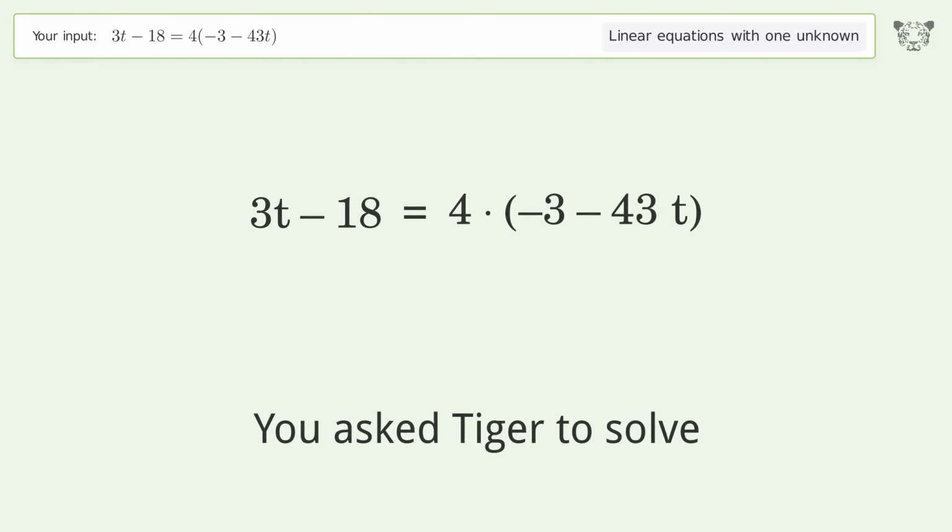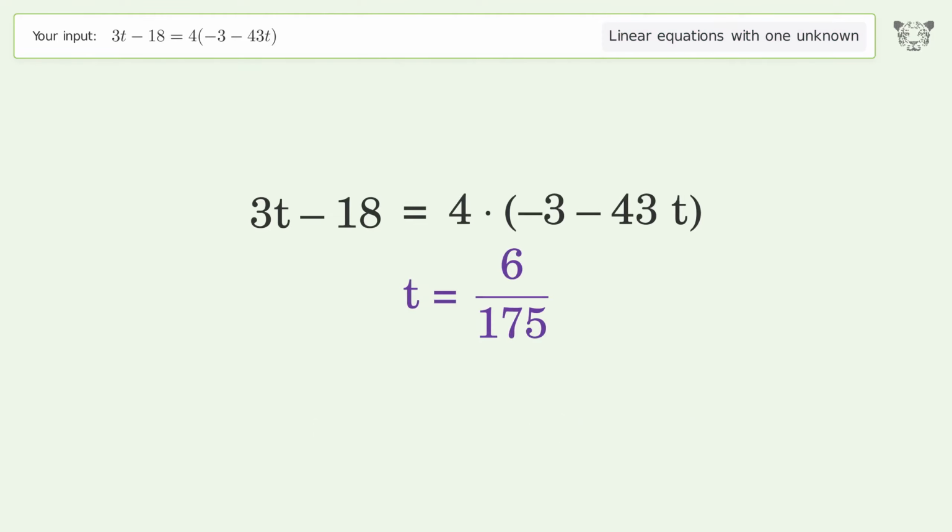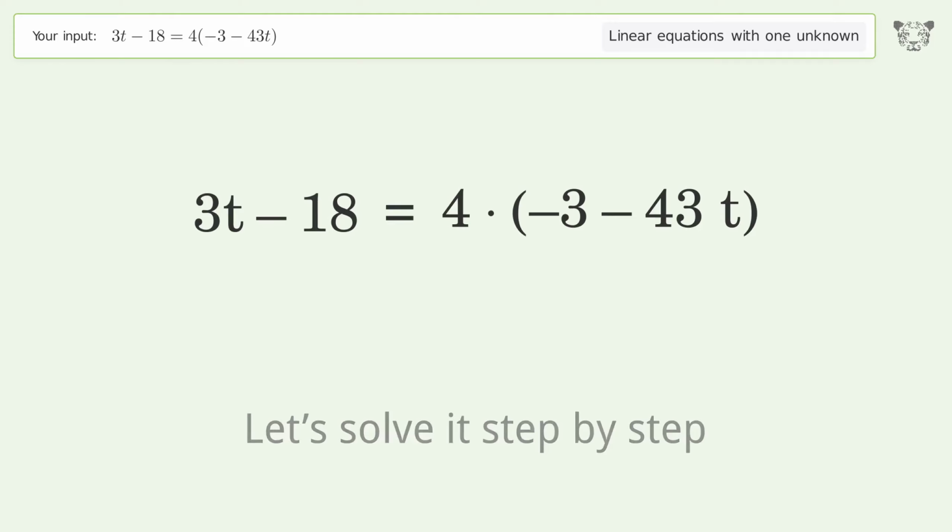You ask Tiger to solve. This deals with linear equations with one unknown. The final result is t equals 6/175. Let's solve it step by step.